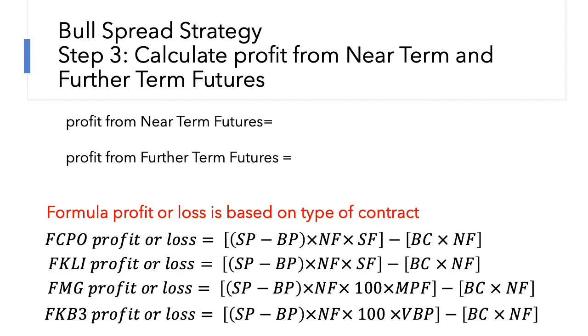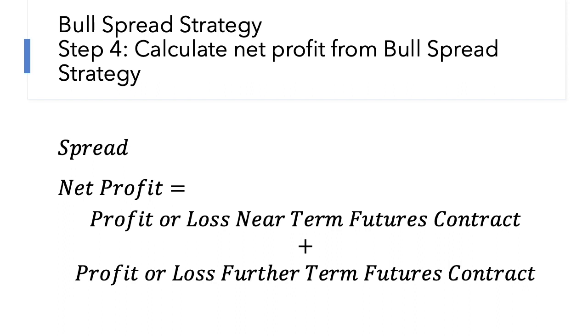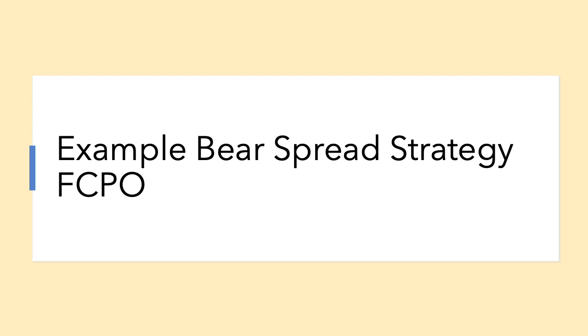Step number 3, you need to calculate profit from near-term and further-term futures. So in step number 3, you must choose your profit and loss formula based on the type of the contract. Okay, if you answer for FCPO, you use the profit and loss formula for FCPO. If you answer a question for FKB3, then you need to use the profit and loss formula for FKB3.